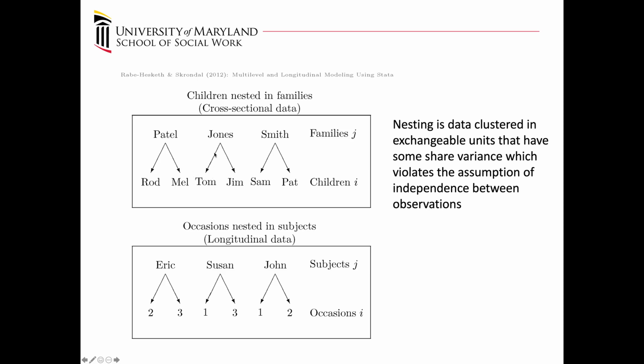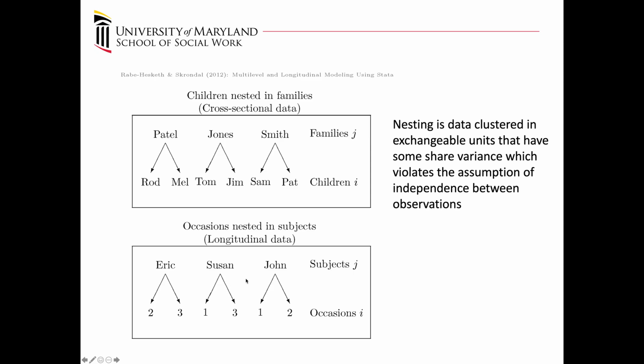Because as you move from one family unit to the other, you're jumping over a much larger difference than you are as you jump from within family. So the within variance is going to be different than the between variance. We can separate out the between variance between family units and the within variance between units within that family. And that's what we did when we talked about the ANOVA. And that's what we're going to be doing. We're going to be separating the differences between the Joneses and the Patels from the difference between Tom and Jim and Rod and Mel. So one way is to think about this cross-sectionally.